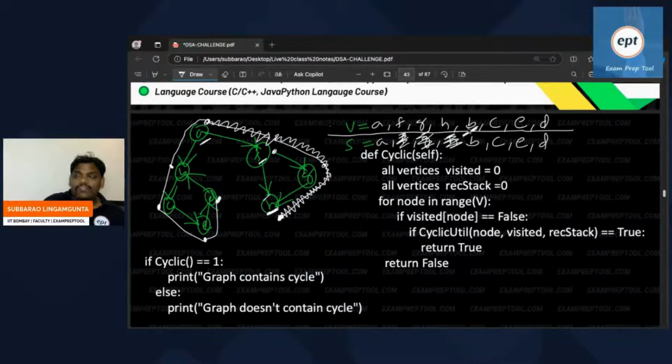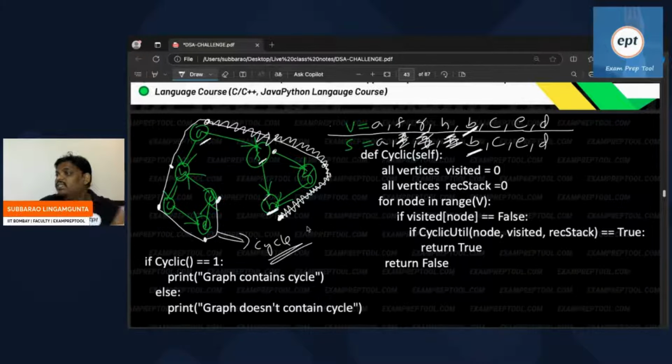It is already visited. And one more thing, not only already visited, he is there in the stack also. That means cycle. Please be careful. That means cycle: already visited, and one more thing, it is there in the stack also. Then I can say that, right, a cycle exists.